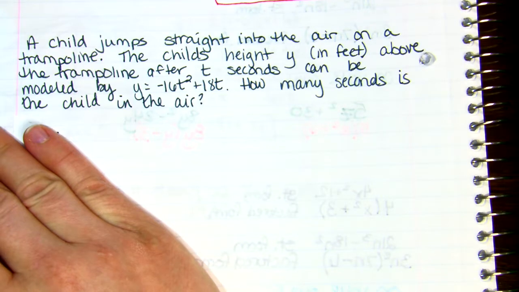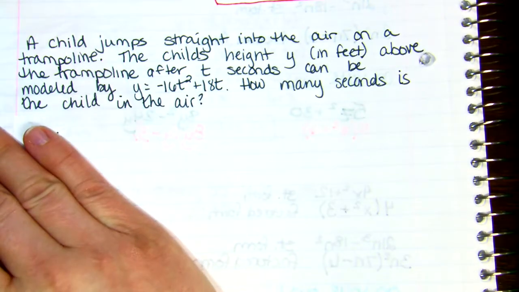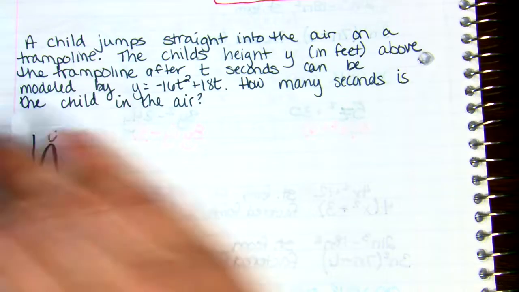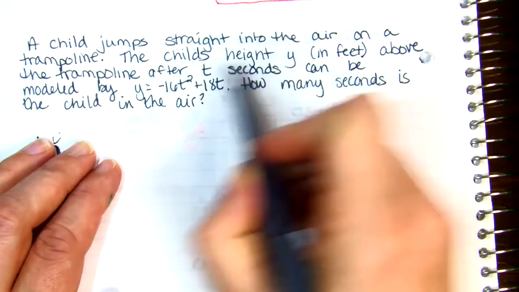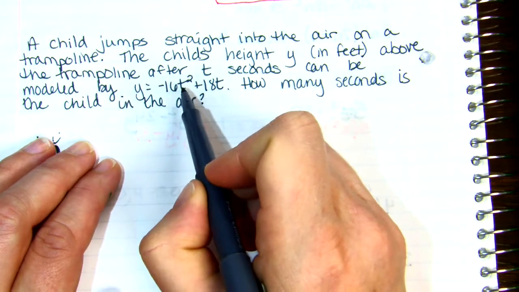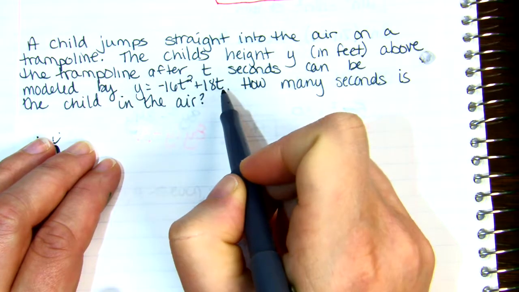Okay, so finally we have a word problem. A child jumps straight into the air on a trampoline. The child's height y in feet above the trampoline after t seconds can be modeled by y equals negative 16t squared plus 18t. How many seconds is the child in the air? So this y represents how high the child is after t seconds have passed, and t represents our time.